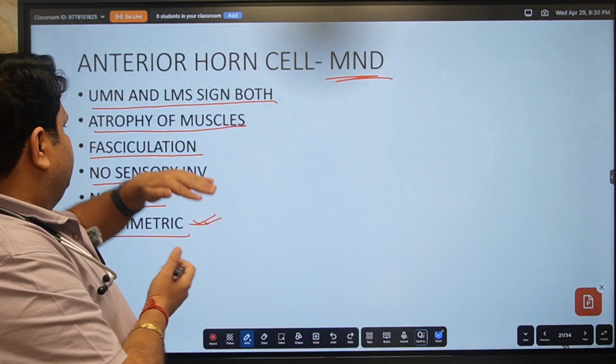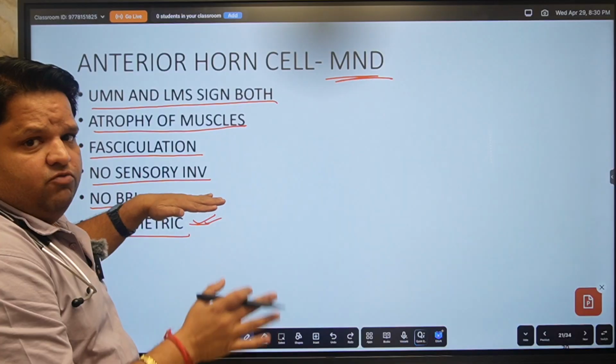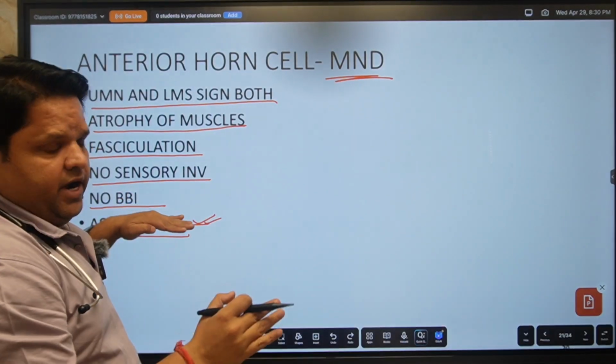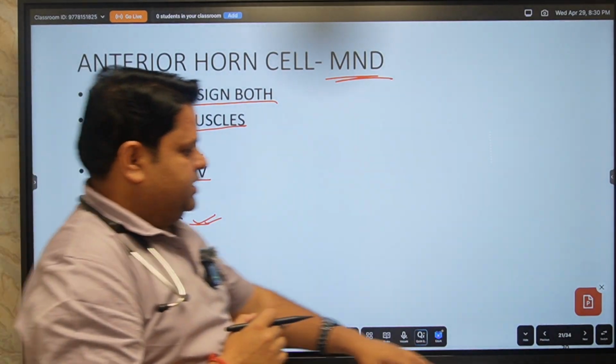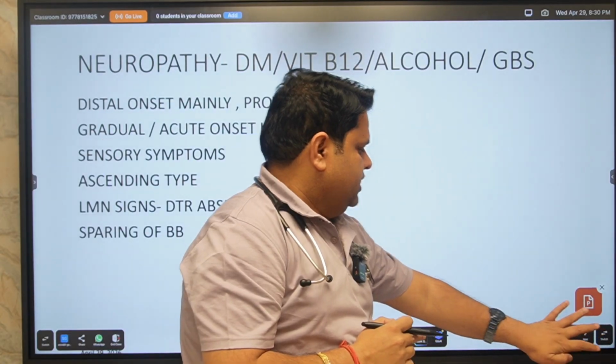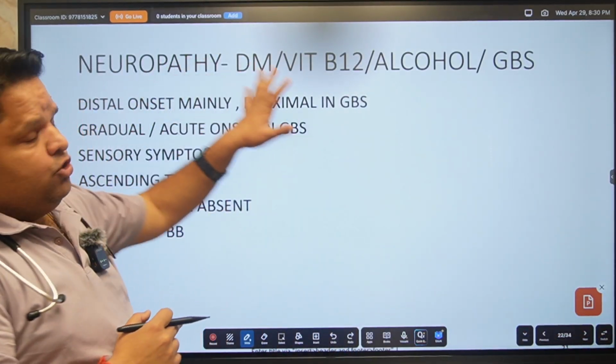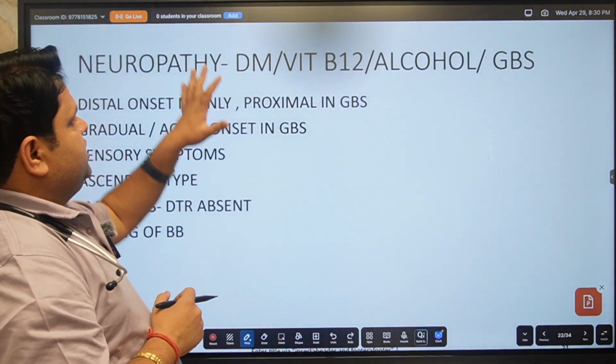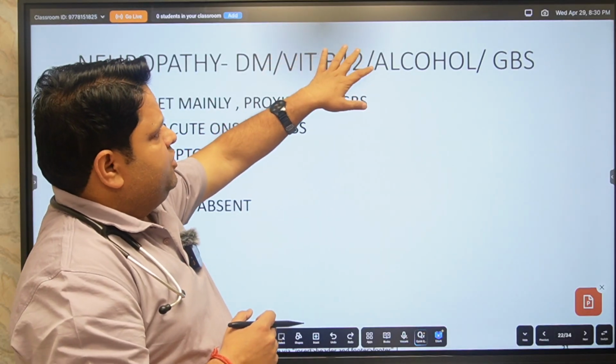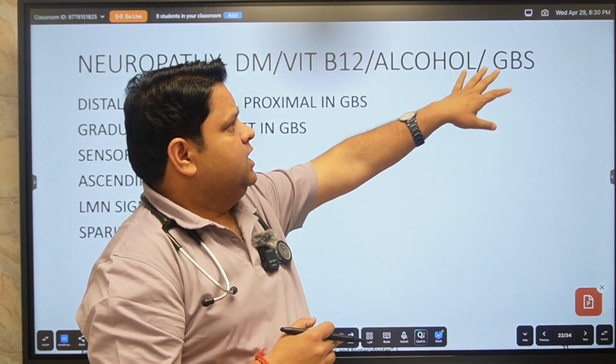Atrophy of the muscle is there. Fasciculation, no sensory involvement, pure motor weakness, no bladder bowel involvement, and asymmetric onset is present in anterior horn cell disease. Then neuropathy. In neuropathy, common causes are diabetes, vitamin B12 deficiency, alcohol neuropathy, and Guillain-Barré syndrome.